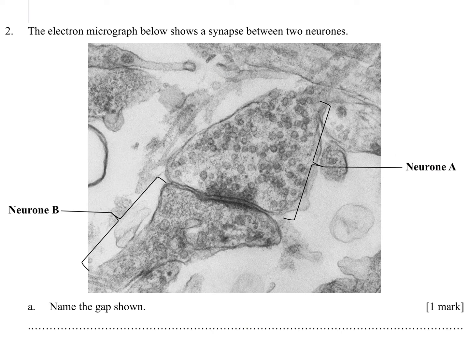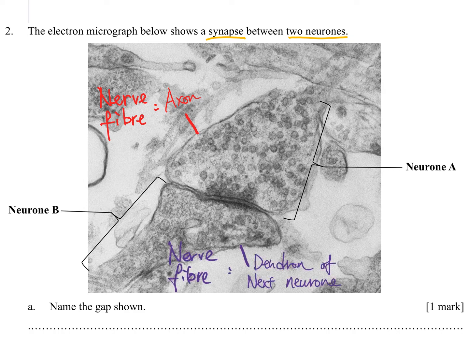Question 2. The electron micrograph below shows a synapse between two neurons. Before you start answering any question, I want you to tell me what type of nerve fibers is being shown in neuron A and neuron B. In neuron A, it is showing the nerve fibers called the axon, while in neuron B, it is showing the nerve fibers called the dendron, and it is showing the dendron of the next neuron.